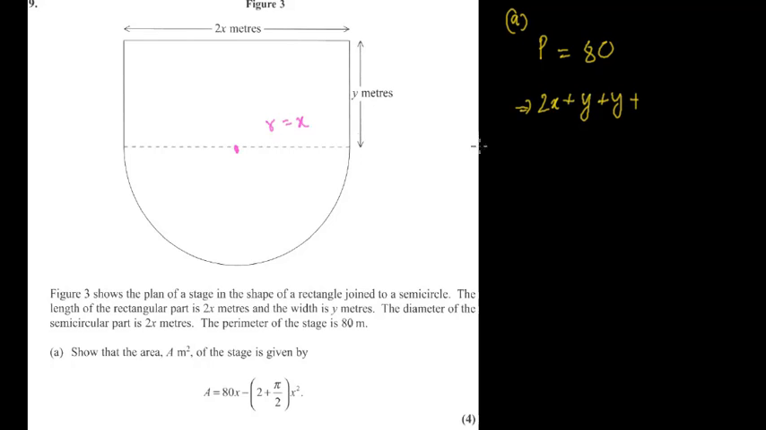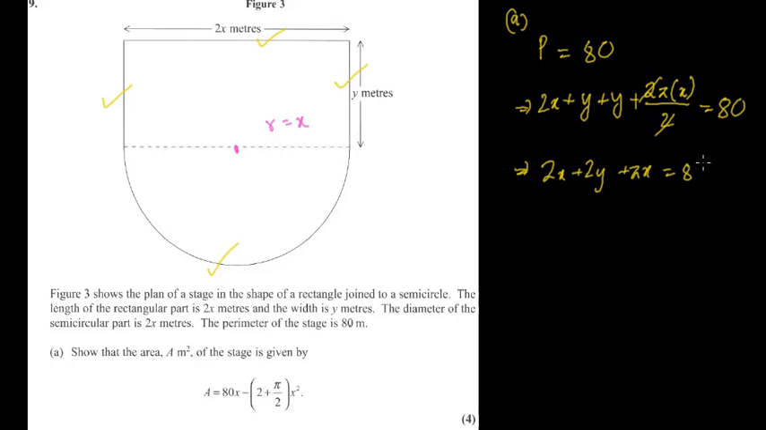plus y, and the last thing, this one is half of the circumference of a circle. If the circumference of the circle is 2 pi r, radius is x here, so half of that gives us the perimeter. This is twice x plus y plus y plus half of the circumference. If we add this up, this 2 and this 2 cancel off. This would be 2x plus 2y plus pi x equals 80.